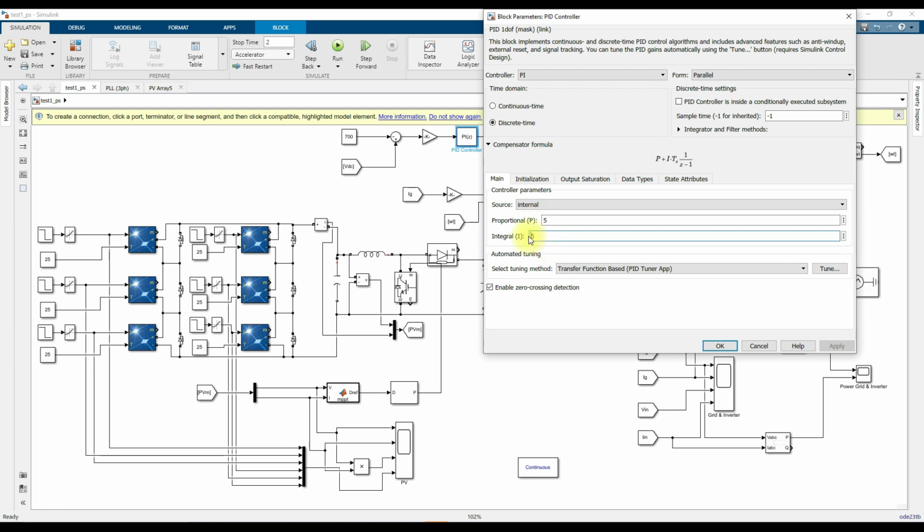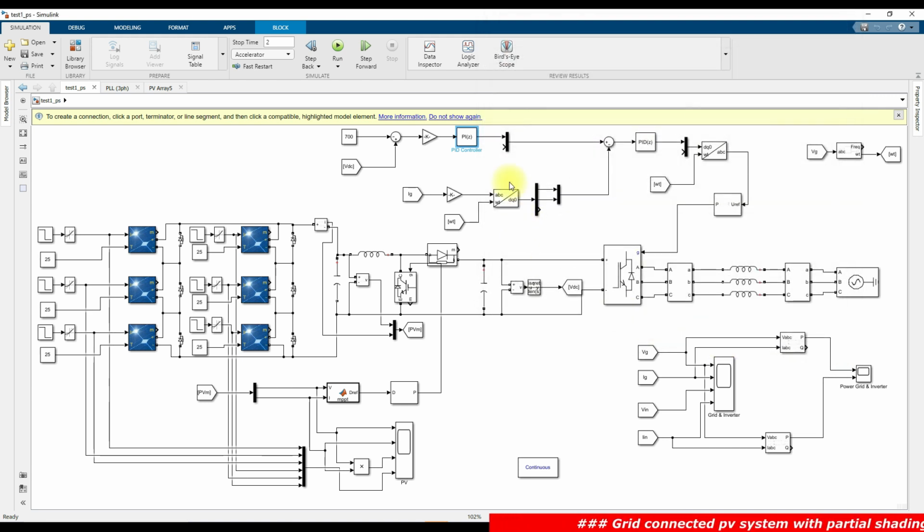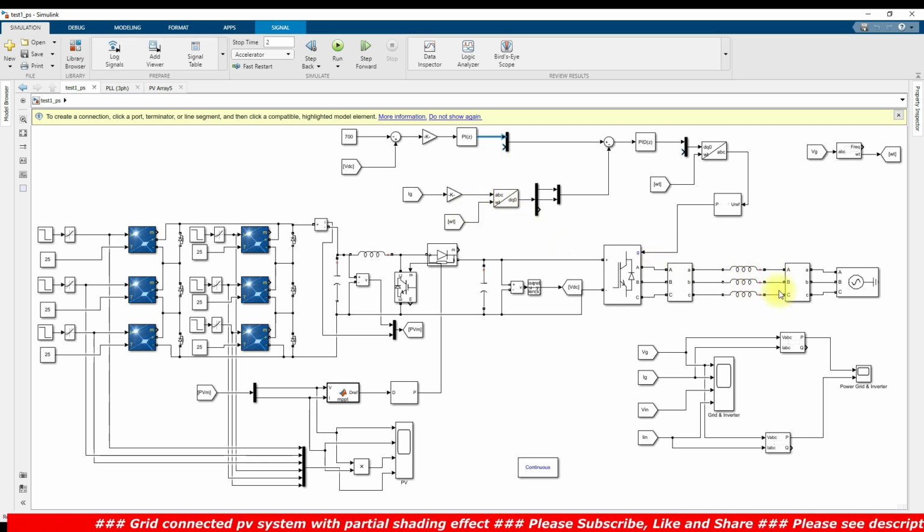First I am going to apply a small value for this KP, KI. Then I will check the results for the PV voltage, PV current, PV power, and also the grid side results: grid voltage, grid current, everything. Based on these, you have to adjust the KP, KI values. Later I will explain. This will be considered as the ID reference, and here we are measuring the grid current.